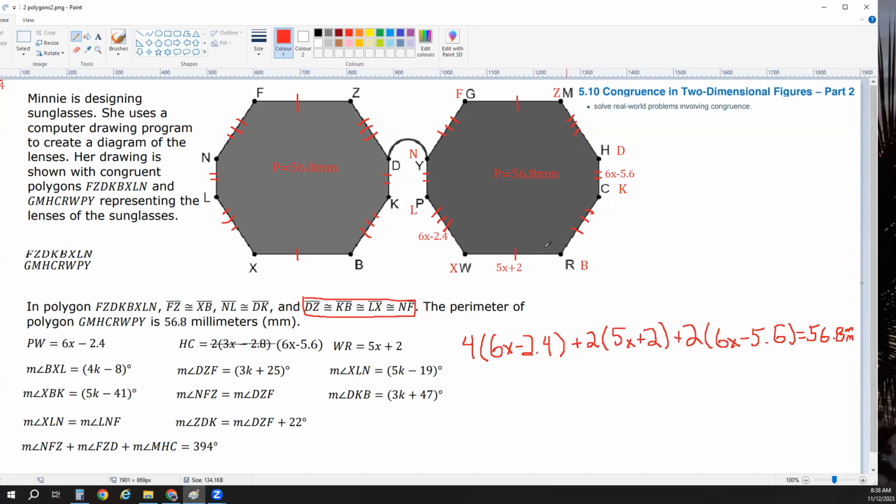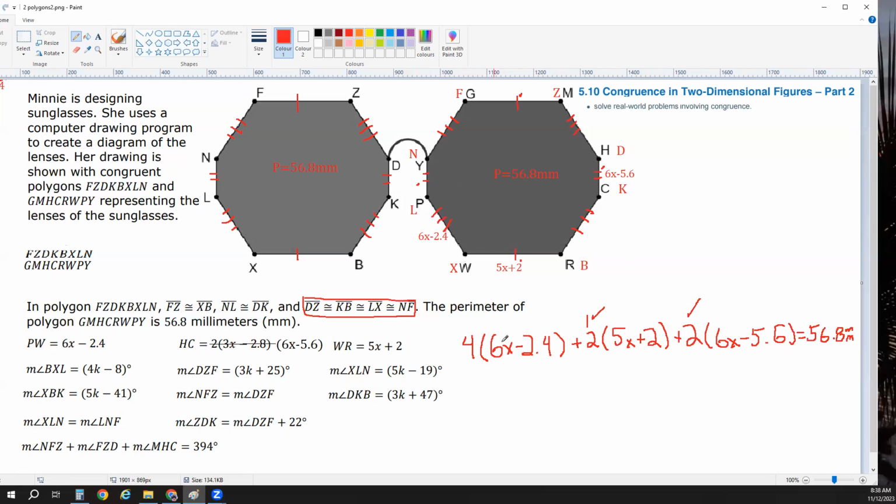Millimeters. Okay. All right, so let's double check to make sure I have all the different sides. I count for that one, I count for that one. I have 2 of those. I have 2 of the ones. Check. All right, how many of the 2s do I have? I have 2 of the 2s. Check. And those are 6x minus 5.6.